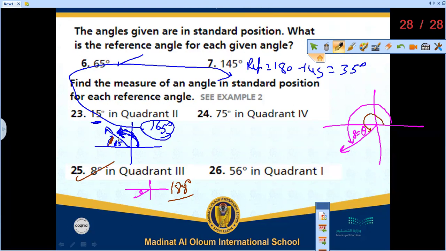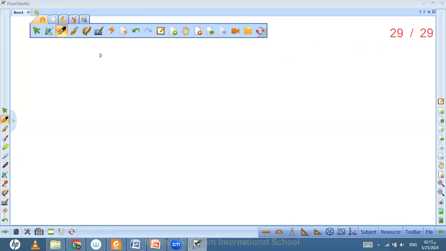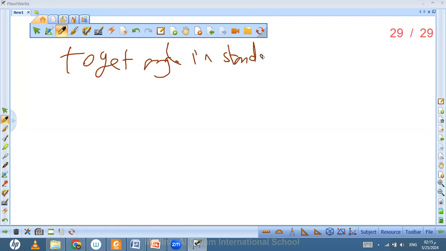In the second one, 180 minus. In the third one, 180 plus. To get the angle in standard position, given the reference.